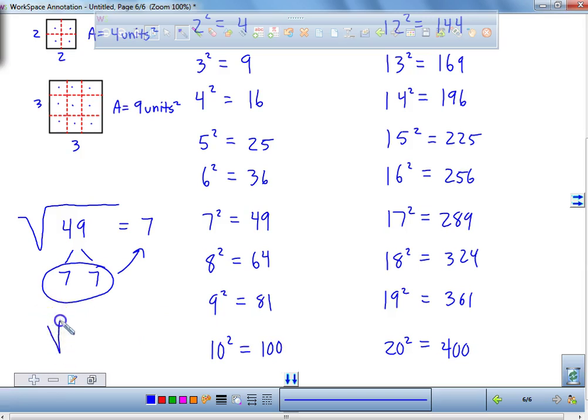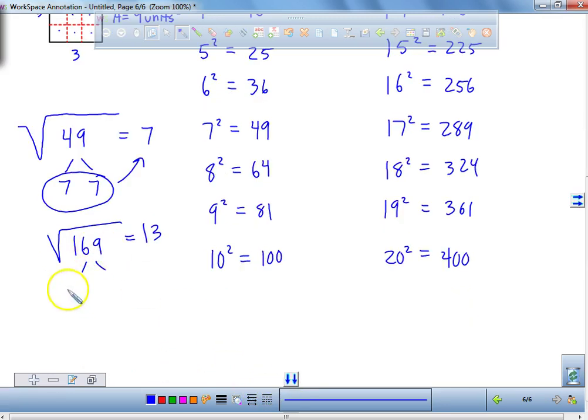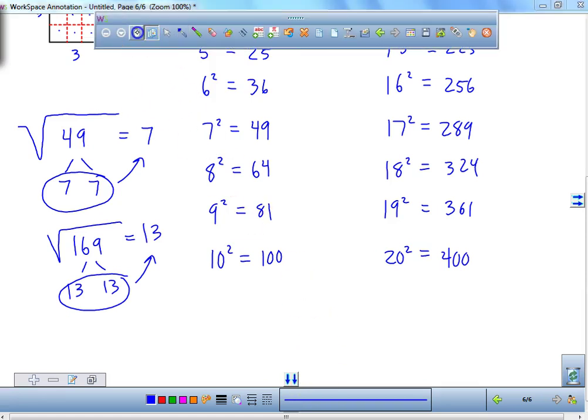So if I say, what's the square root of 169, you're going to say that answer is 13. Why? Because it breaks down perfectly into 13 times 13. Square roots look for groups of 2, so you can pull a 13 out. That's what we're going to be doing on the next few problems, okay? There we go. Let's look at our next problem.